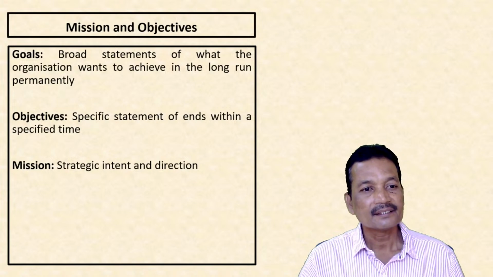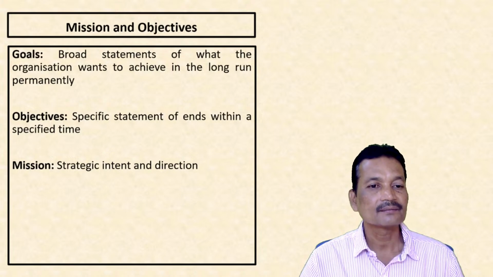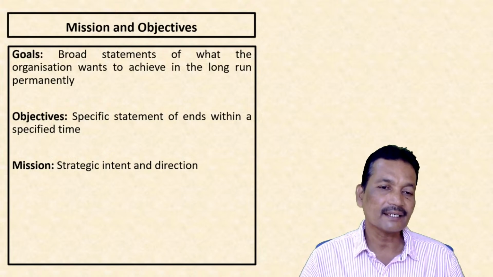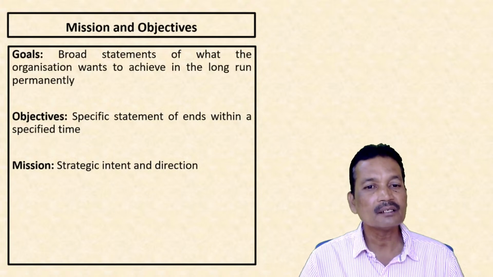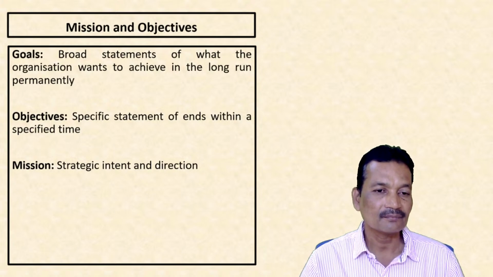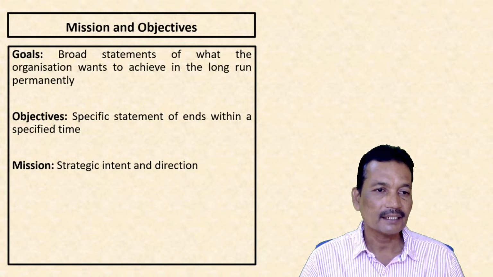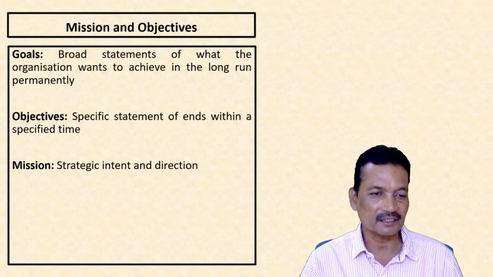Then finally, we talk of mission. That means, what is the way that we try to move on? When we say the way to move on, that means the direction the business house or the organization should move in order to achieve its goals as well as objectives.